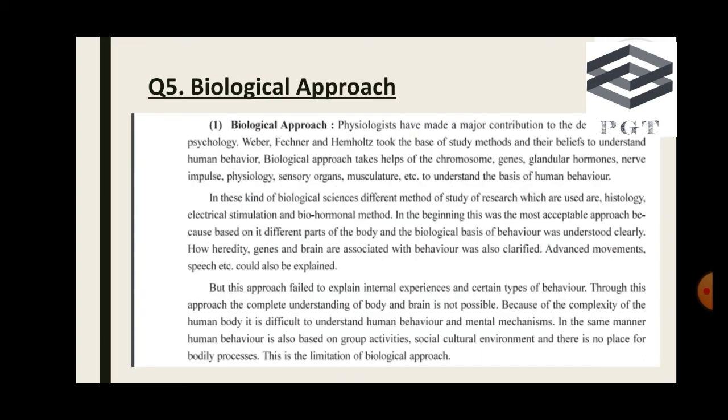The biological approach is one where psychologists have made a major contribution to the development of psychology. Weber, Fechner, and Helmholtz took pains to study the methods they believed would help understand human behavior. The biological approach takes help from chromosomes, genes, glands, hormones, nerves, impulses, physiology, sense organs, muscles, etc. to understand the basis of human behavior. Means if you want to study any person, it is equally important to study the physical aptitudes.